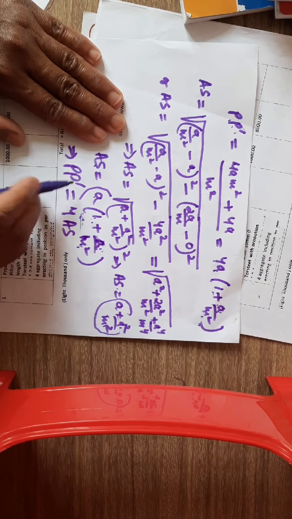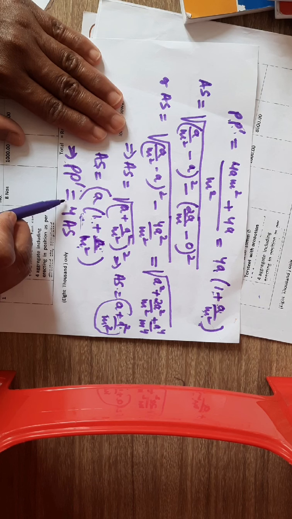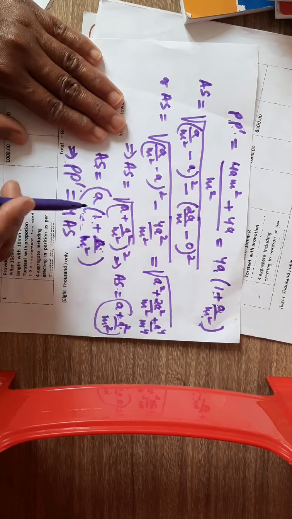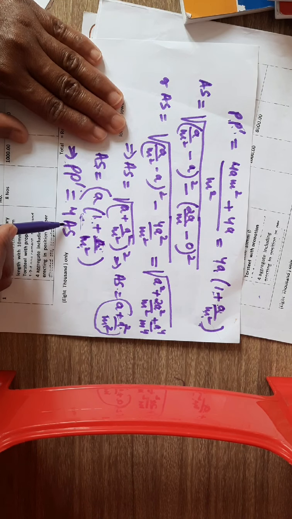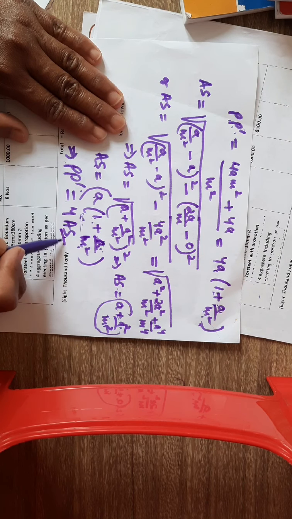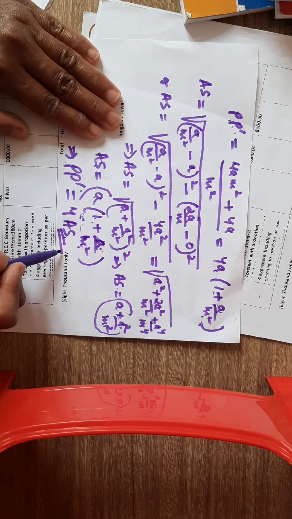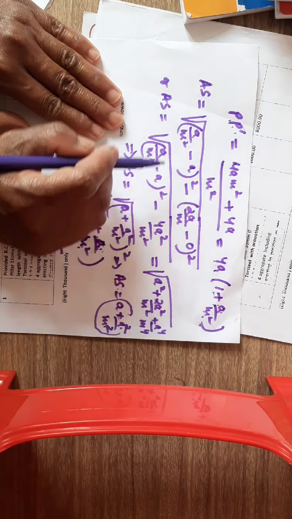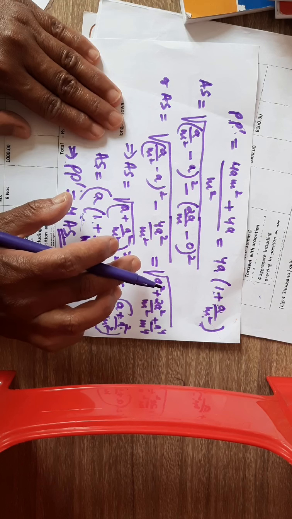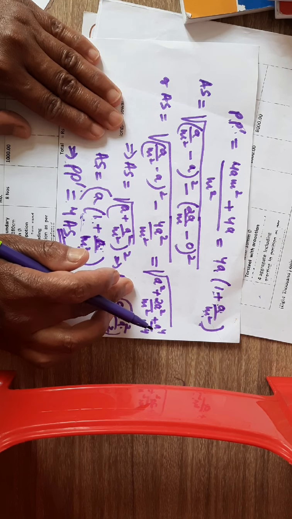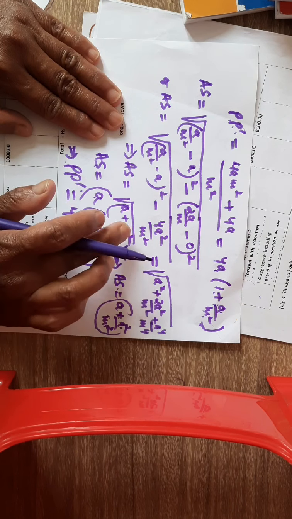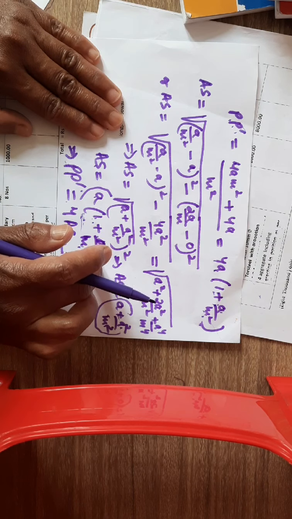So this implies that PP', that is the parameter of the diameter, is equal to 4 times the distance of the diameter's vertex from the focus of the parabola. So this proves property number 4. I hope it is clear now regarding the explanation of this property number 4. So please go through the notes, copy the notes, and also go through the explanation so that it will be clear.